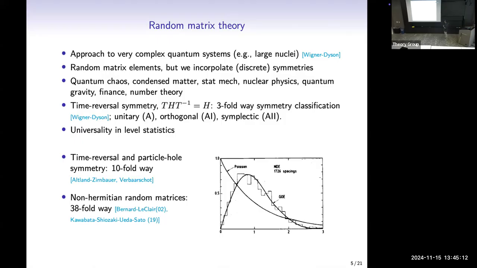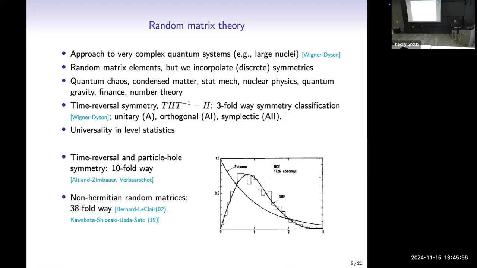An important ingredient in random matrix theory is the symmetry. Although we are fully ignorant about microscopic details of the system, we maybe still have some knowledge of the basic symmetry of the problem. For example, Wigner and Dyson considered time reversal symmetry, and based on the type of time reversal symmetry, we can distinguish three cases: unitary, orthogonal, and symplectic. Unitary means no time reversal symmetry. The orthogonal case is time reversal symmetry for spinless or integer spin particles. And then we can also have time reversal symmetry for half-odd integer spin particles.